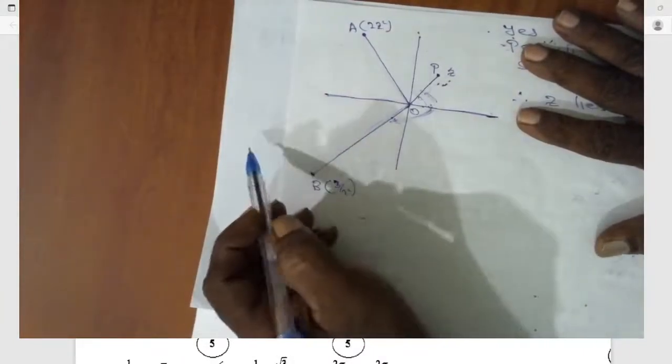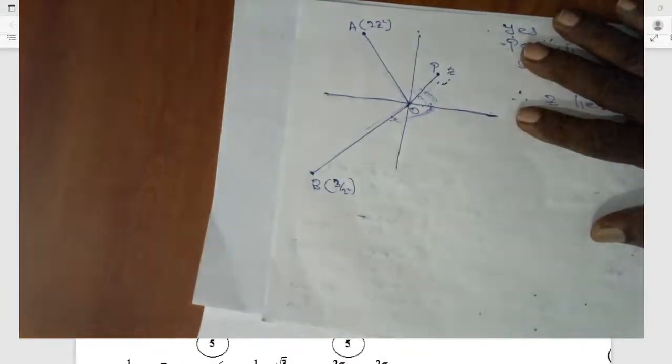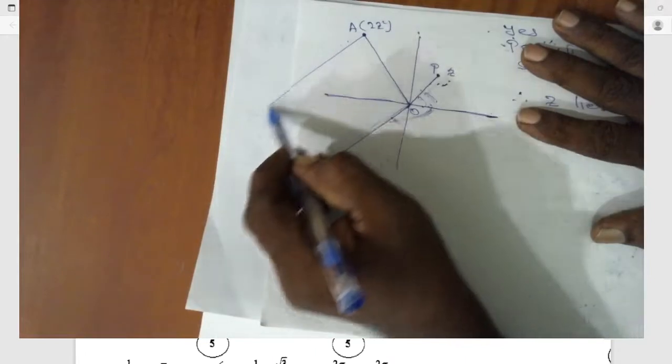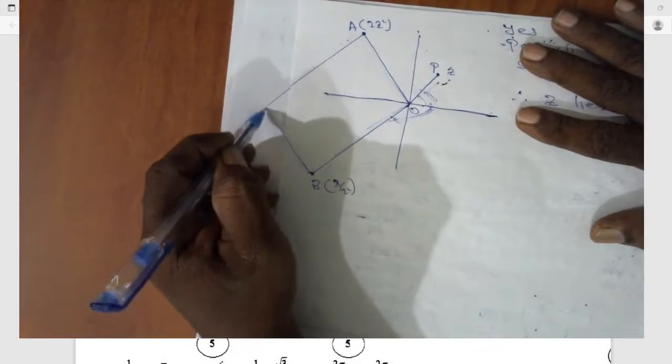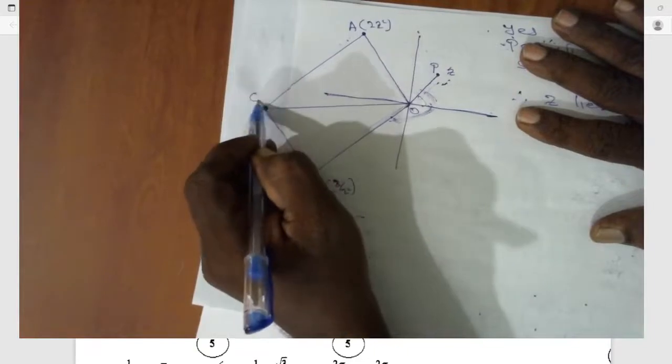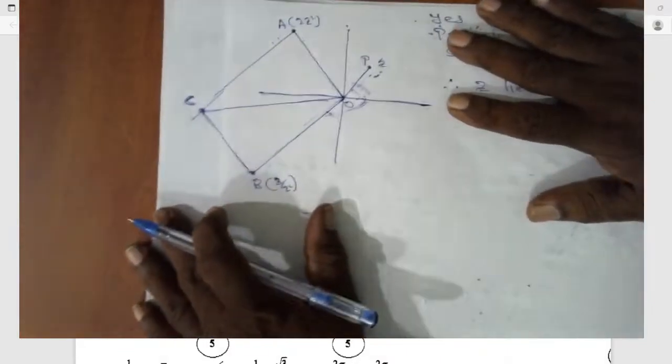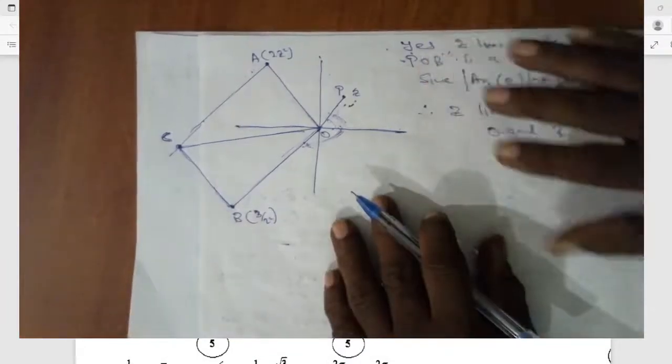Now you have to complete the parallelogram OACB, right? So you complete the parallelogram OACB like this. So this point is C. Okay. Is it clear? Right?